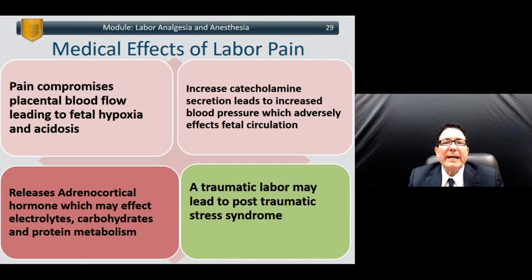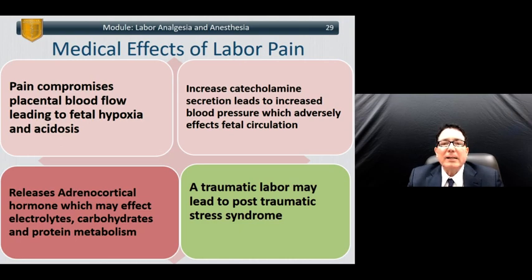Now, what are some of the medical effects of labor pain? Why is it that for many years we strive to decrease labor pain? Well, pain compromises placental blood flow. And remember, what we have said several times during all these presentations is that the main issue in obstetric anesthesia is to maintain placental blood flow. So if pain compromises this, it could lead to fetal hypoxia and acidosis.